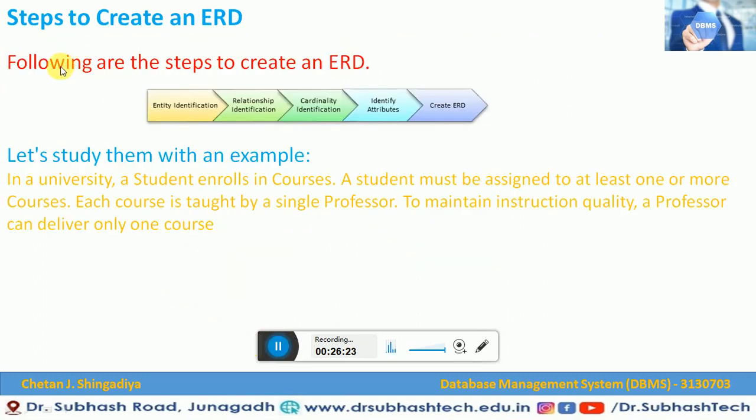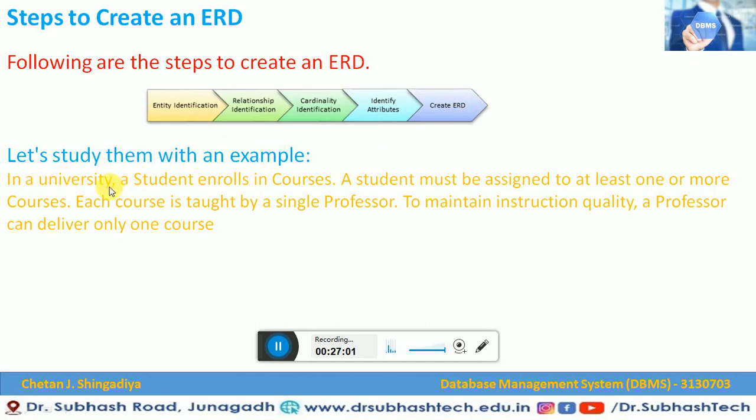Now, after understanding the definition of the ER diagram, the ER model, its history, and the symbols we use to create the ER diagram, we have to understand the steps for creating an ER diagram. The first step is entity identification, then relationship identification, then cardinality identification, then identifying the attributes, and after that we create the ER diagram. Let us study them with an example.